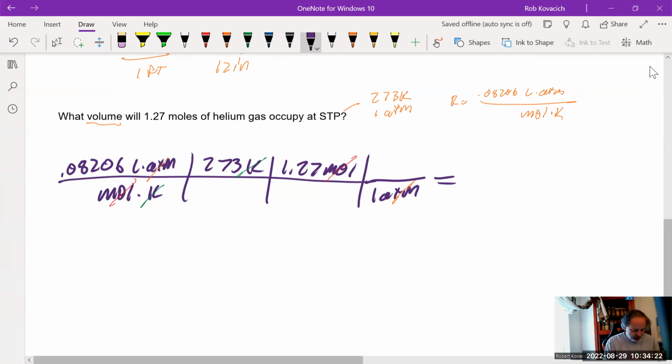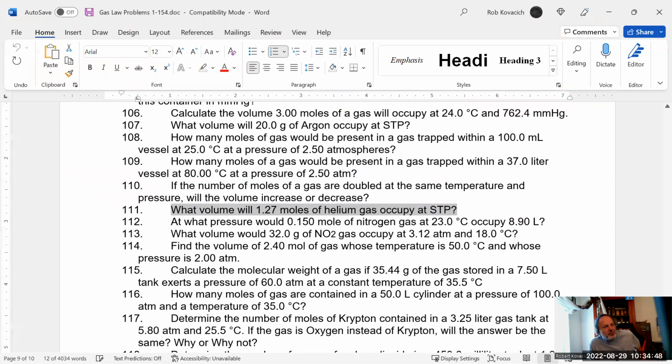So 0.08206 times 273 times 1.27 divided by, well, that's it, divided by 1. All right, so this is 28.451. I've got 3 sig figs, so 28.5 liters. Okay. That's actually not the problem I wanted to do, but whatever. Let me grab another one. This is actually the one that I wanted.